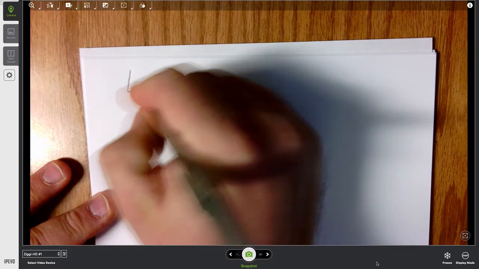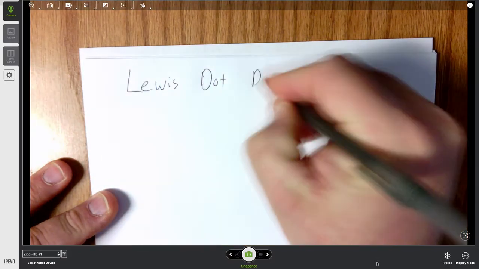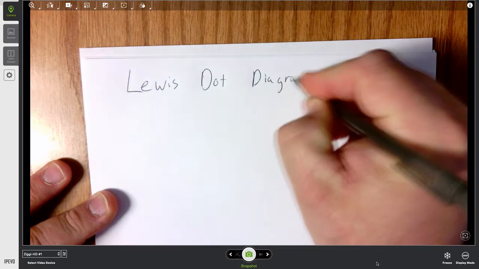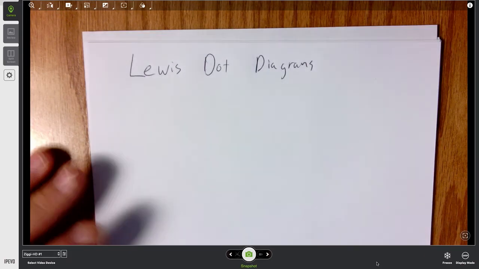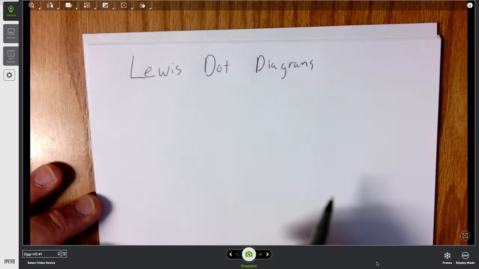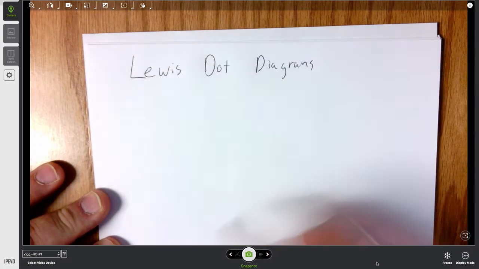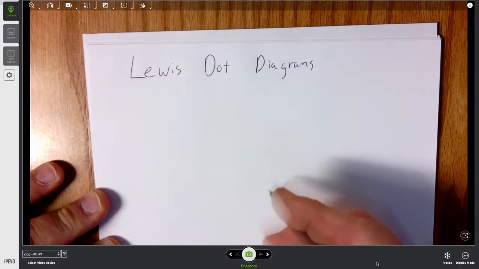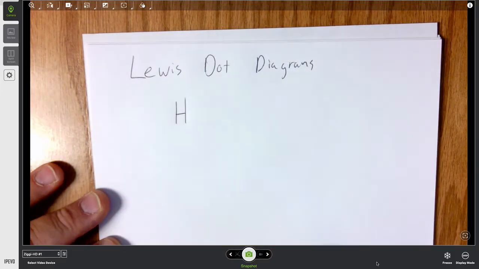Okay, so we're going to look at Lewis dot diagrams, which will lead into Lewis dot structures. Lewis dot diagrams are very convenient, easy ways to show the valence electrons. To do that, you start out with the symbol and the number of valence electrons it has.